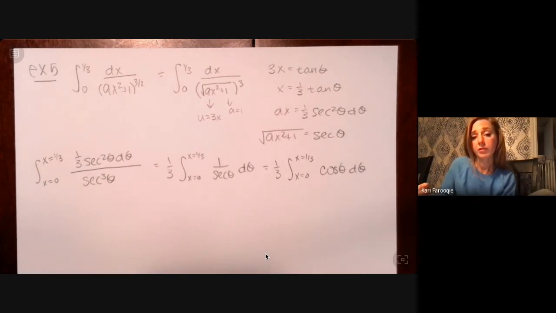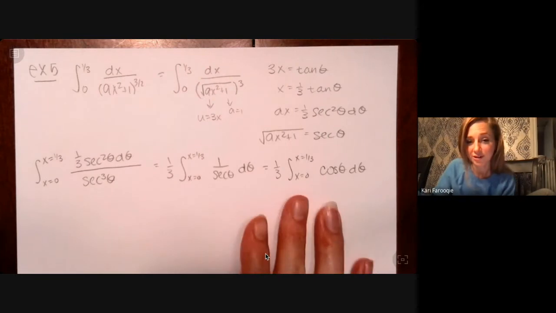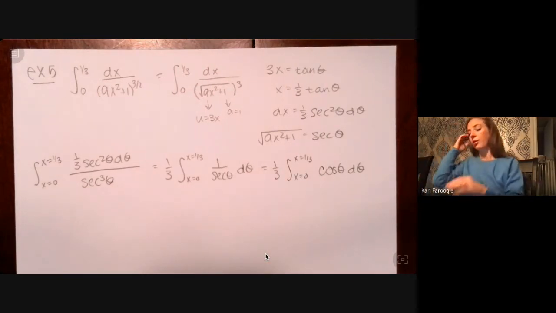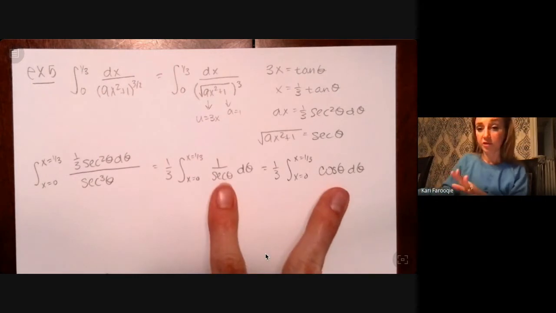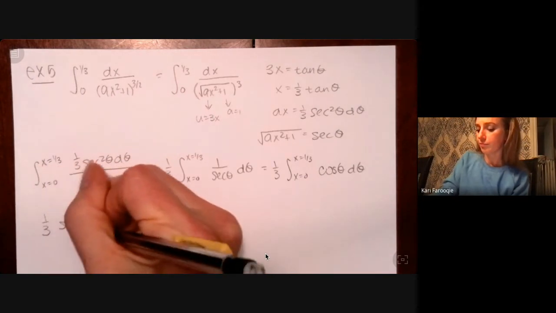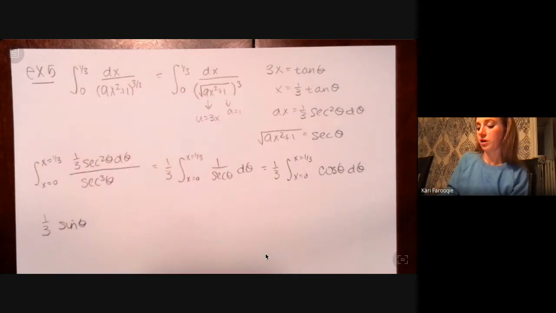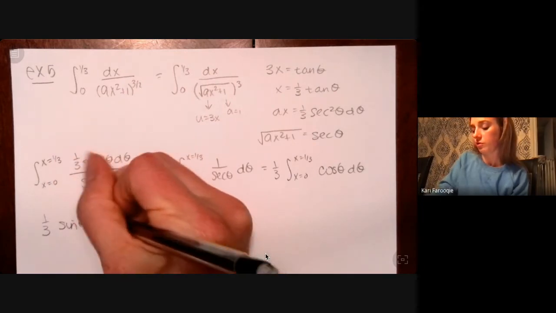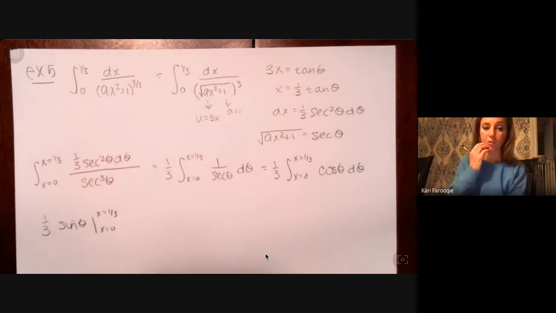Now go back and switch this over. Oh, sorry, I don't mean go back. We haven't actually integrated yet. Hold on, we have to integrate first. I'm getting ahead of myself here. All we did was use the reciprocal identity to rewrite the integrand. Let's integrate. So we have 1/3 sine theta, and we're evaluating that from x equals 0 to x equals 1/3.